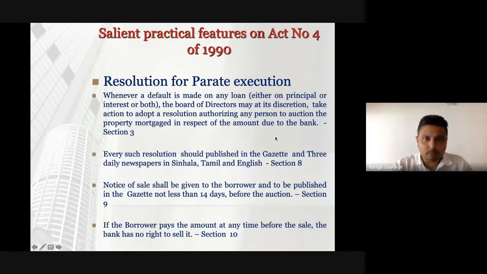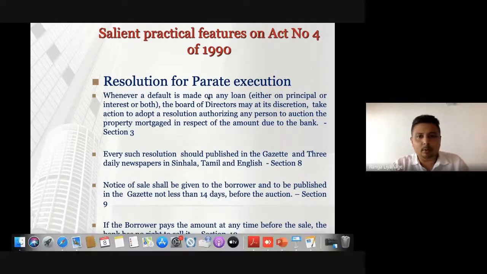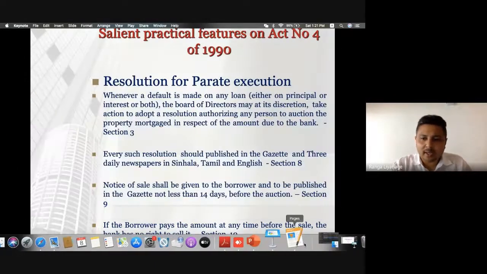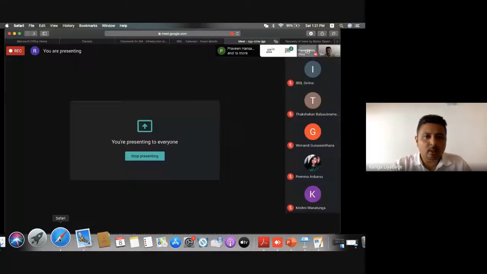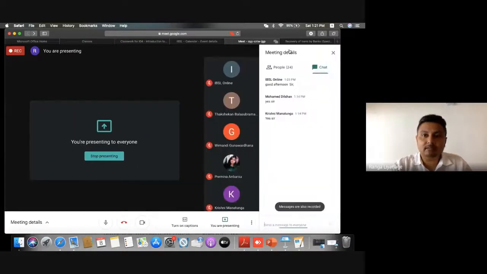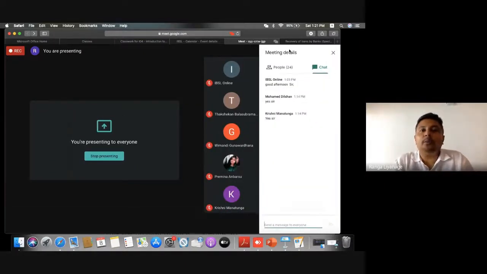Coming back to you, we will pause for a moment. Tell me why the law has given such a strict, restrictive and stringent requirement to follow the process for the banks. What can you all tell?